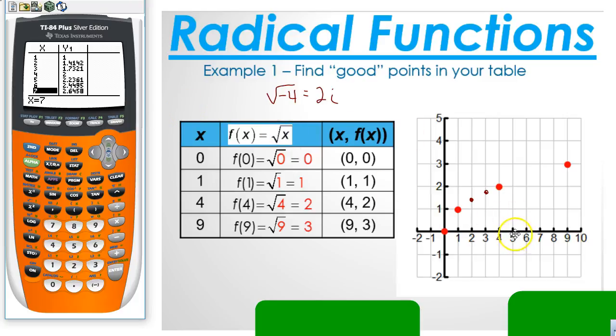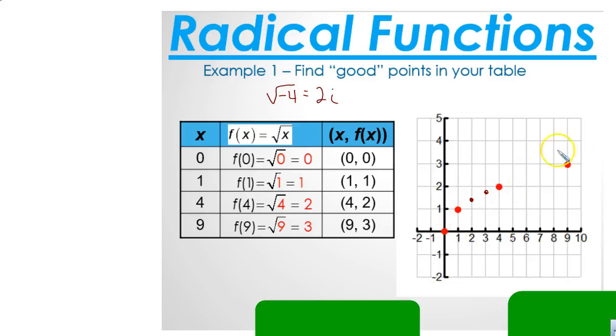We can put a point at 5, comma 2.2 and 6, comma 2.4. We can add those dots in if we need to. But we have enough points here to get a basic idea of the shape. If we're going to connect these dots, we're going to start here and just come out through and curve this way.